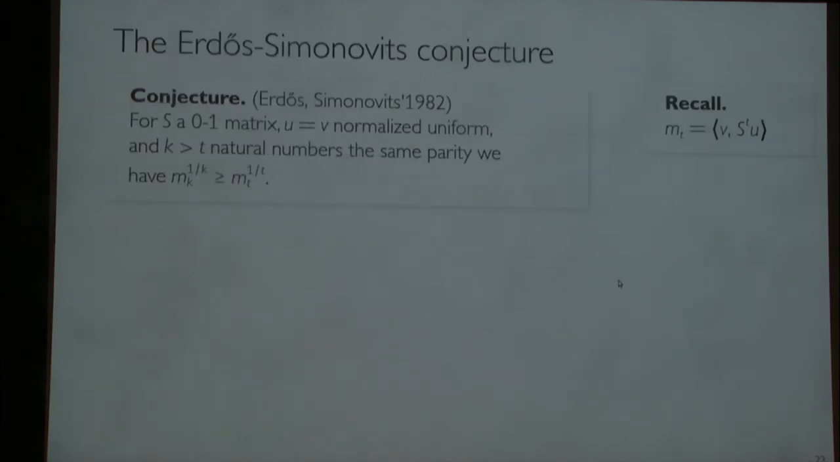Okay, so here is what Erdős and Szymonowicz conjectured about mt. They say that if u and v are normalized uniform, namely it's the all ones vector divided by square root of n, so that its two norm is 1, and if S is a 0, 1 matrix, then for two integers k and t of the same parity, mk to the power of 1 over k is lower bounded by mt to the power of 1 over t. So this is how I phrase it.